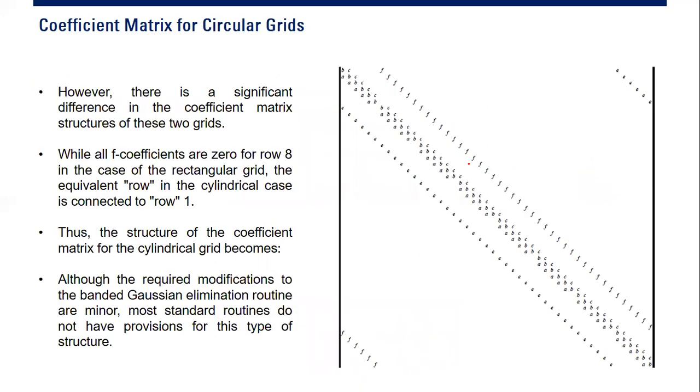However, there is a significant difference in the coefficient matrix structure of these two grids. So you see, we have A, B, C, and then E, and then we have E again there, and we have F, and we have F again there. So while all F coefficients are zero for row 8 in the case of the rectangular grid, the equivalent row in the cylindrical case is connected to row 1. Thus, the structure of the coefficient matrix for the cylindrical grid becomes like this.